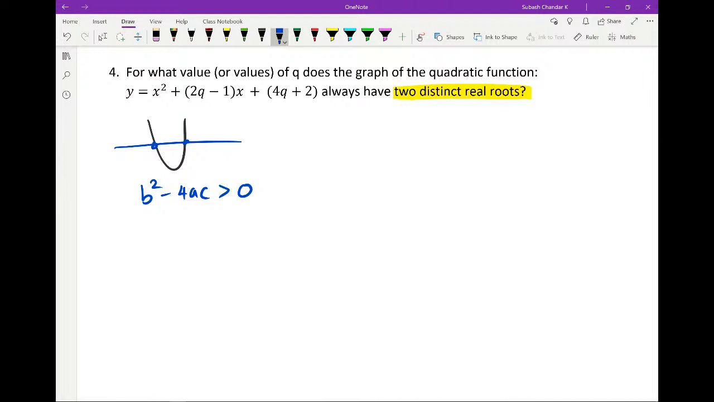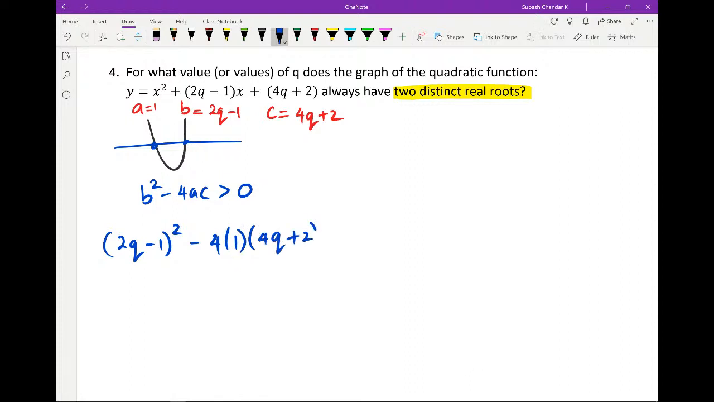Okay, so now just doing this part is not going to be enough, but if you want an achieved, substituting the b value, the a value, and the c value can easily get you an achieved. So in this case, a is equal to 1, b is equal to 2q minus 1, c equals 4q plus 2. So I'm going to substitute all these things right now. So b squared is going to be 2q minus 1 squared, minus 4 times a is 1, and times c is another 4q plus 2. And all of this has to be bigger than 0.